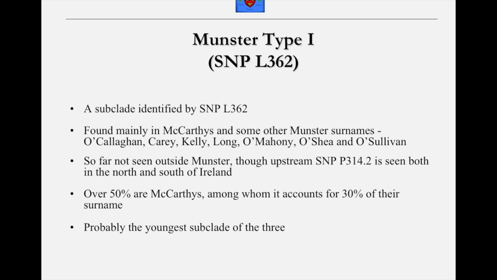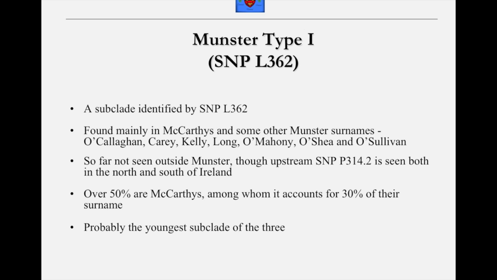And finally, Munster type 1, which is very specific. This is SNP L362, which is on a tree under P314.2. There are about 155 people with P314.2 in the database of 330,000. Probably about 30 or 40 have L362, or a haplotype that we predict will be L362, and a very large proportion of these are McCarthys. So this is very likely to have arisen not too long before surnames came into use, because otherwise we'd expect a much bigger diversity of names.